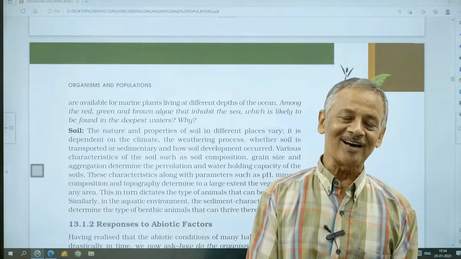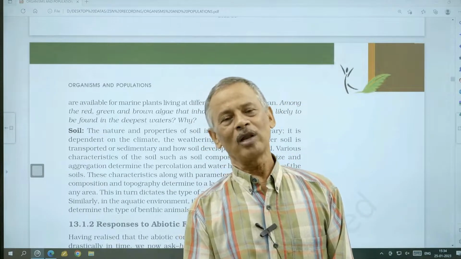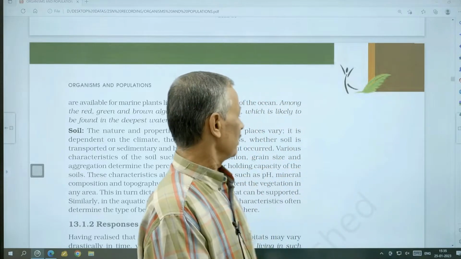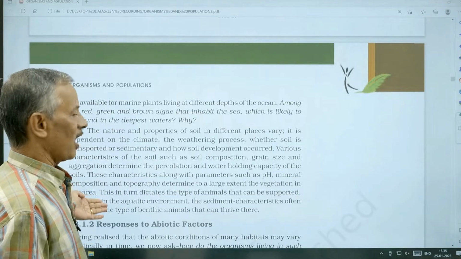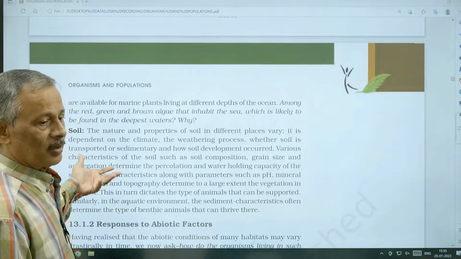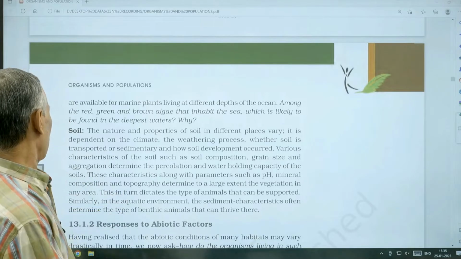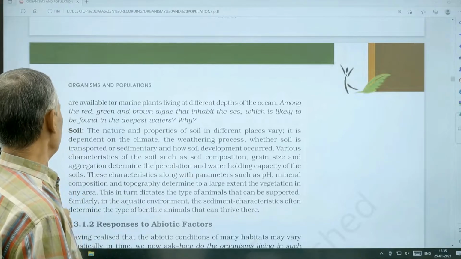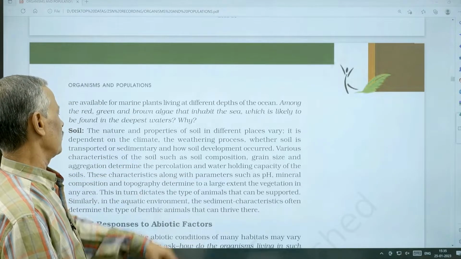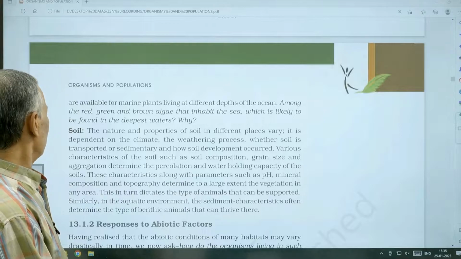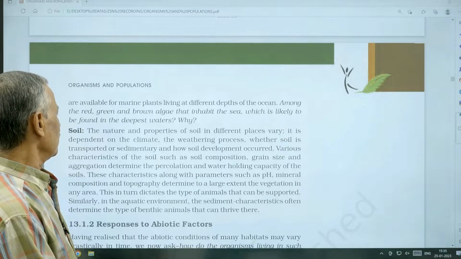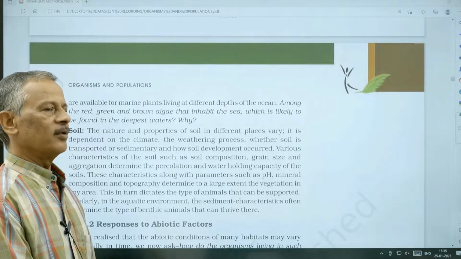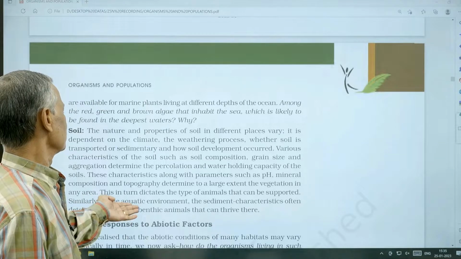Only if water is present in the soil will plants grow. Only when plants are there can animals come. Only when plants and animals are there will decomposers thrive. So that depends a lot. We have a direct relation between the plant community and the soil type. Characteristics along with parameters such as pH, mineral composition, and topography determine to a large extent the vegetation in an area, and in turn determine what type of animals it can support. And based upon that, we have the typical type of decomposers.